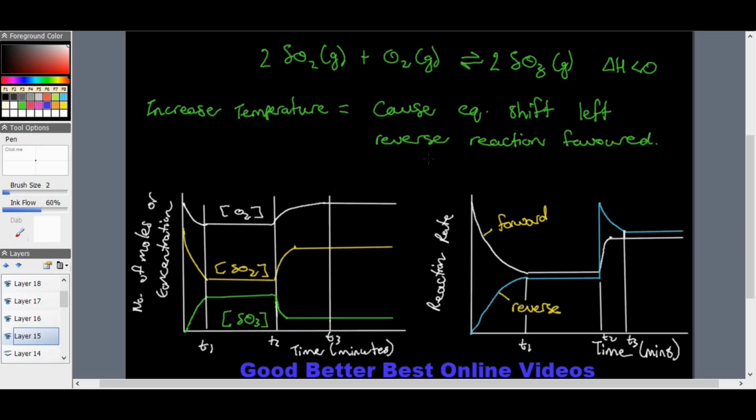So if the increase in temperature favors the endothermic, which is the reverse reaction, a decrease in temperature will obviously favor the forward reaction, which is exothermic. And I'll give you a depiction of how that looks when I get deeper into Le Chatelier's principle. Okay, this is just a little crash course quickly.